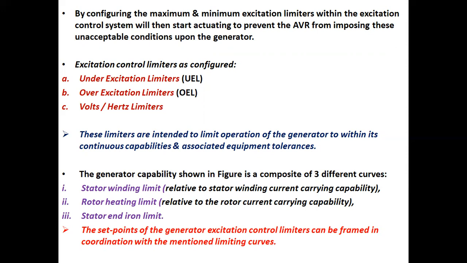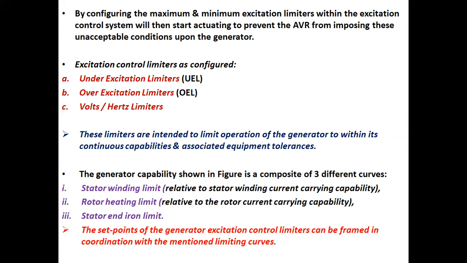Excitation control limiters are configured with under excitation limiters, over excitation limiters, and volts per hertz limiters. These limiters are intended to limit operation of the generator to within its continuous capabilities and associated equipment tolerances.